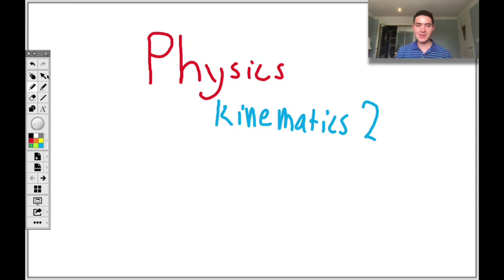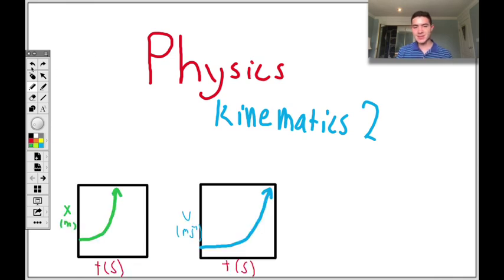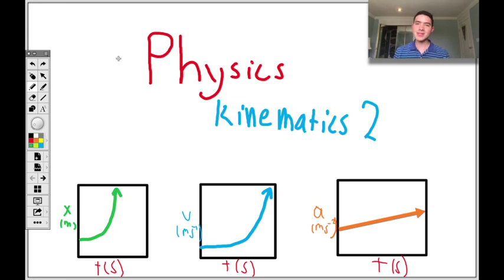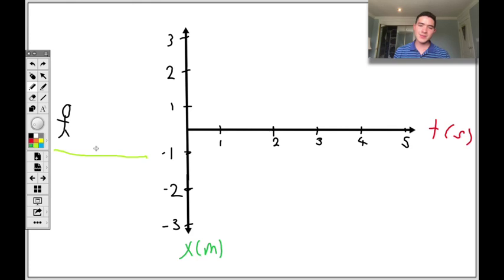In this video, I'll explain how to interpret the graphs for displacement, velocity, and acceleration, and at the end of the video, we'll do some practice. First, let's discuss the displacement time graph.